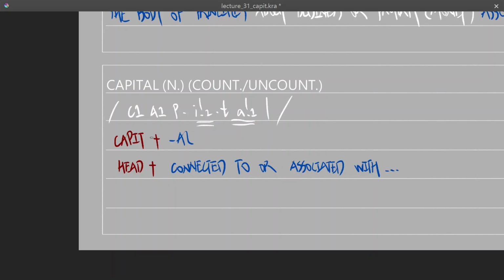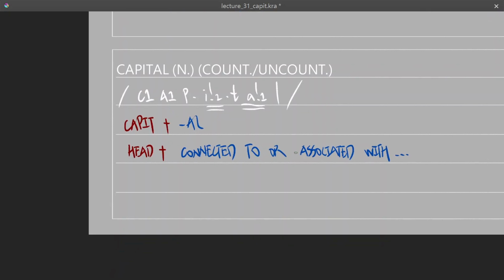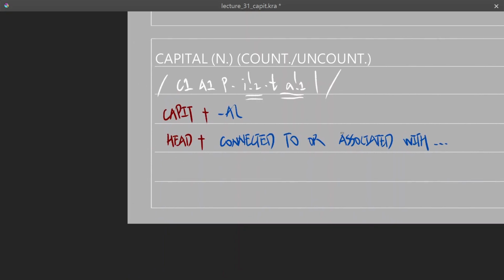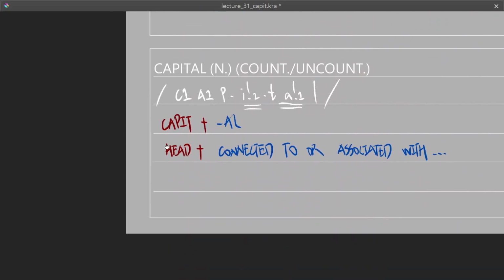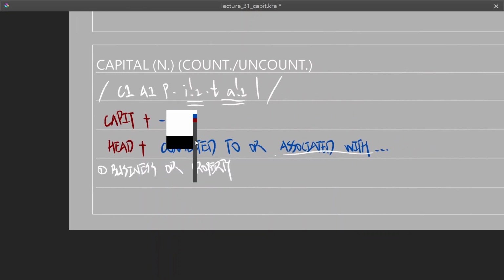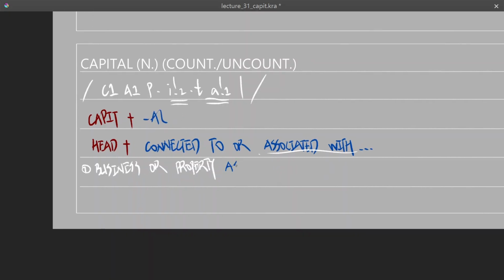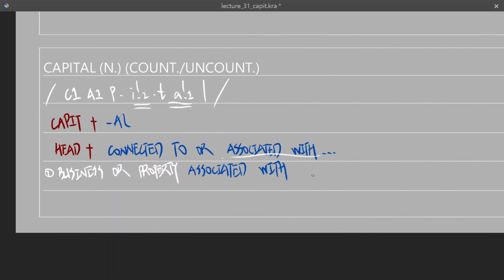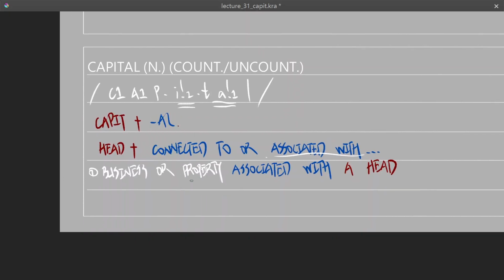So capital literally means what? It means something connected to, something associated with a head, an individual person. So for example, something associated with, the same as the previous one, business or property, associated with a head. I mean, money.